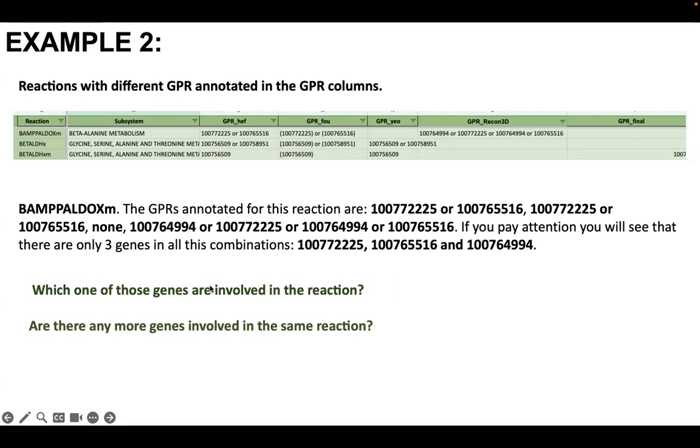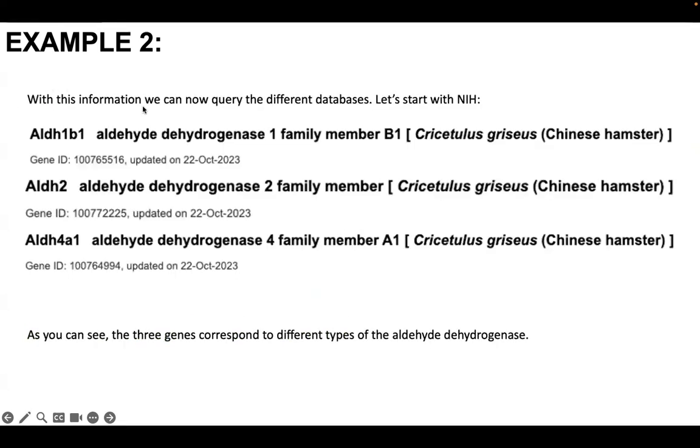So the question to ask here is, which of those genes are involved in this reaction? Are all of them or just a subset of them? And are there any more genes involved in the same reaction? These are the questions that every curator needs to ask themselves when they're curating a reaction. So first of all, we query the NIH database and we look at all the gene names. And as you can see, all of these genes are different versions of the aldehyde dehydrogenase, sorry.